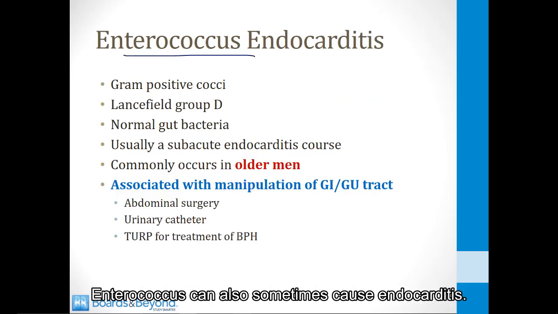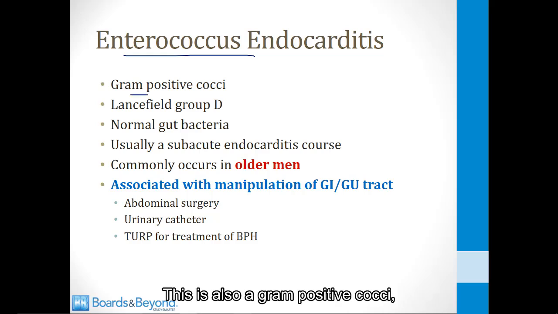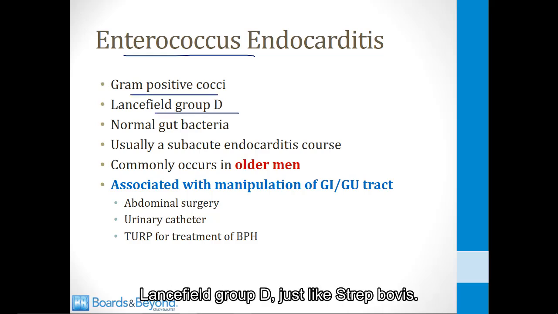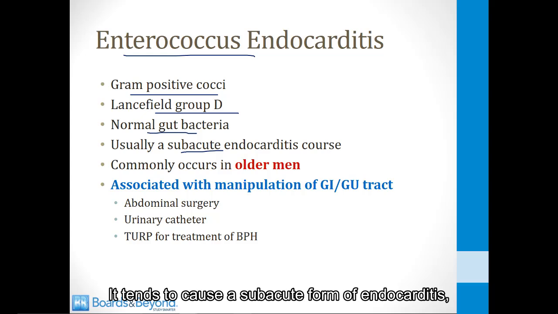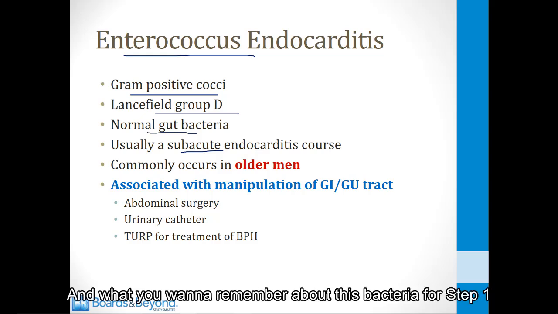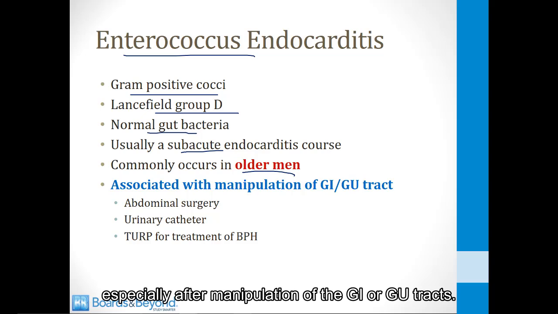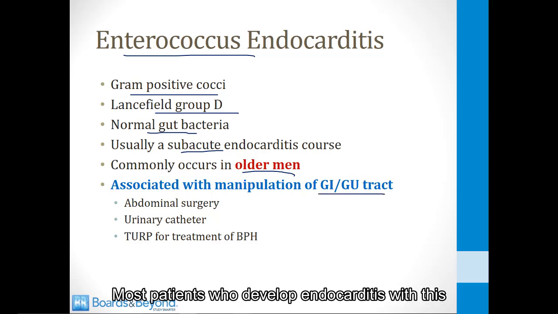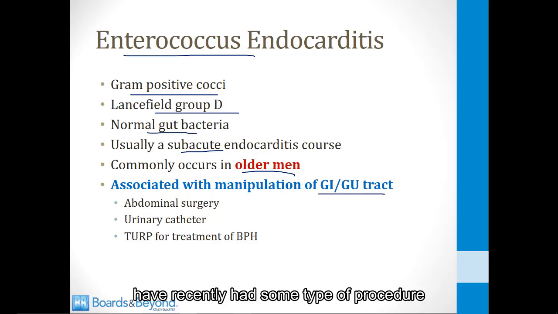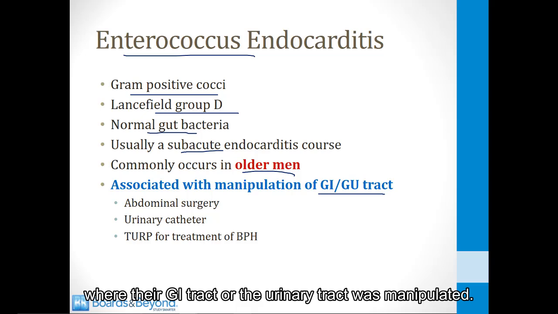Enterococcus can also sometimes cause endocarditis. This is also a gram-positive cocci, Lancefield group D, just like Strep bovis. It's also a normal gut bacteria. It tends to cause a subacute form of endocarditis like Strep viridans, and what you want to remember about this bacteria for step 1 is that it commonly occurs in older men, especially after manipulation of the GI or GU tracts. Most patients who develop endocarditis with this have recently had some type of procedure where their GI tract or their urinary tract was manipulated.